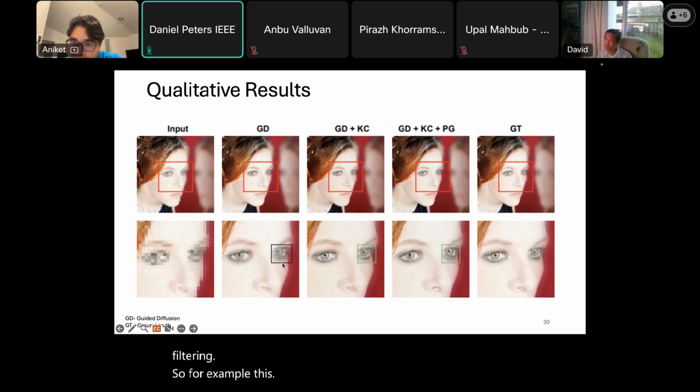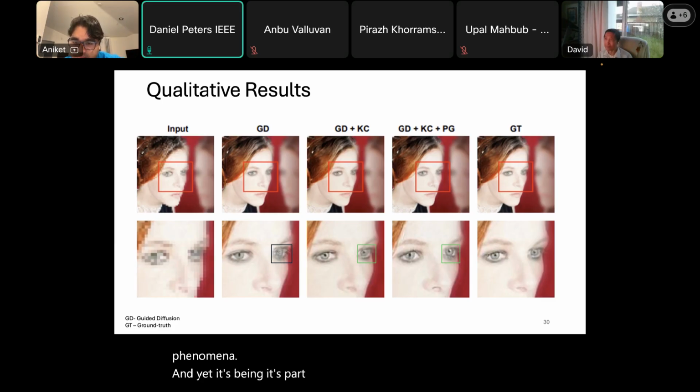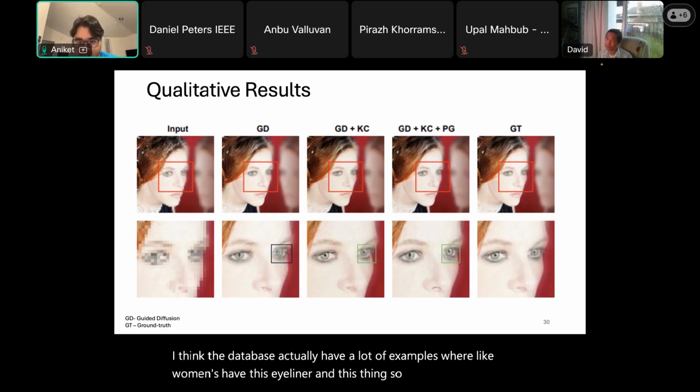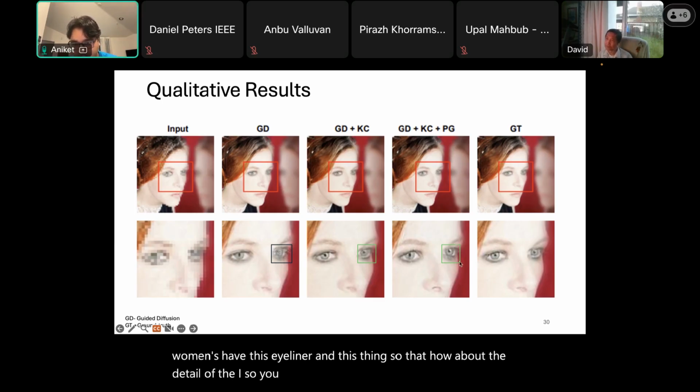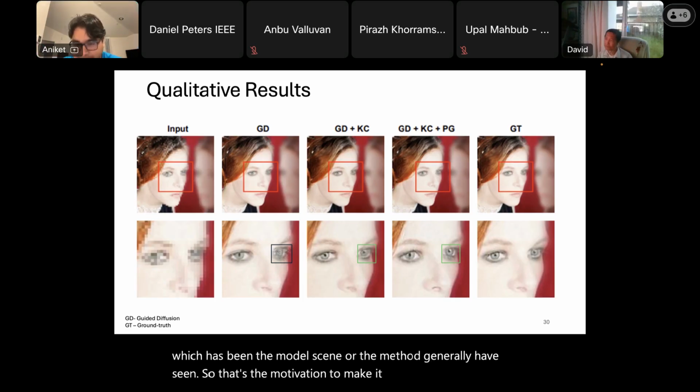Aniket, the woman is not natural. She actually has makeup on. In other words, she has eyeliner on, which is not a natural phenomenon, and yet it's part of the database. How did this get by? I think the database actually has a lot of examples where women have eyeliner. But look at the detail of the eye. Here you can see this is a more bloody eye, compared to this eye, which looks more natural, like eyes the method has generally seen. So that's the motivation to make it more naturalistic.